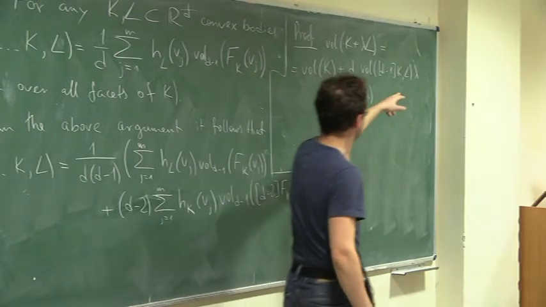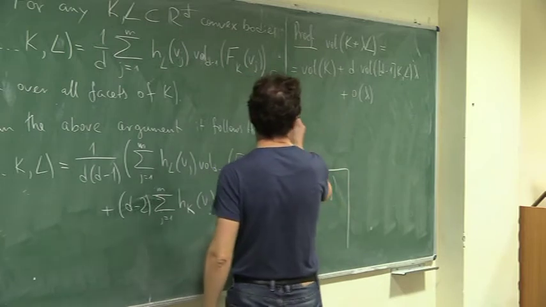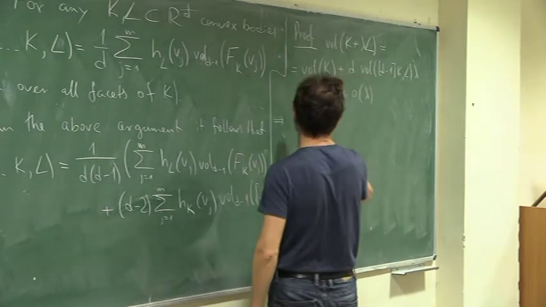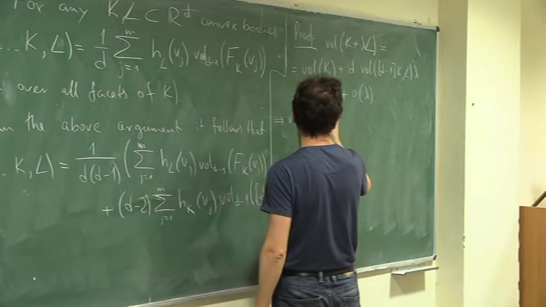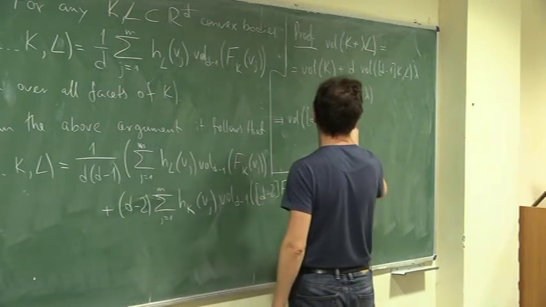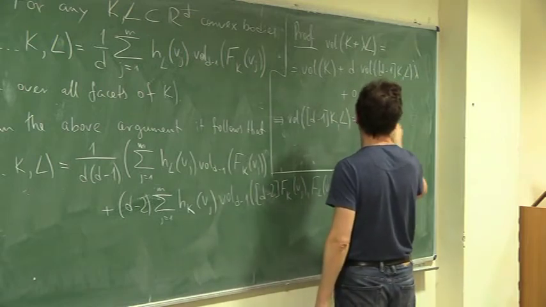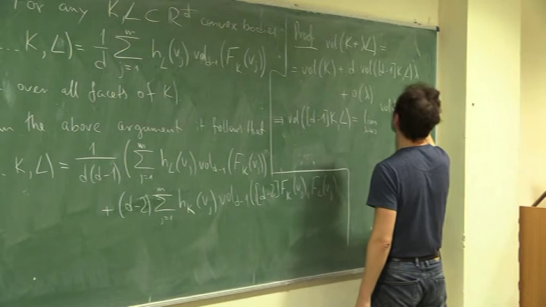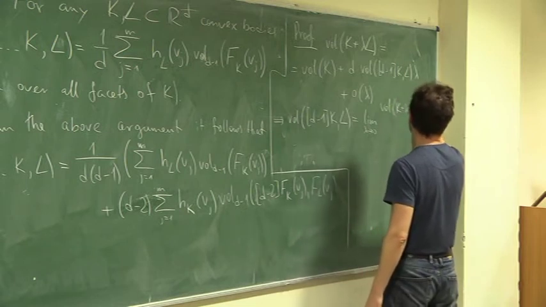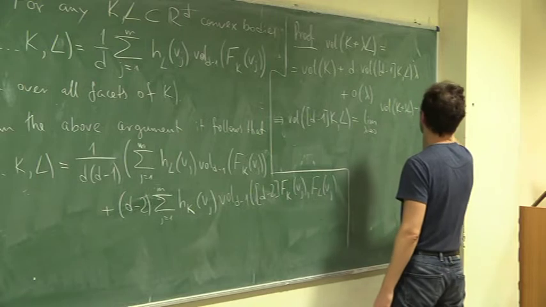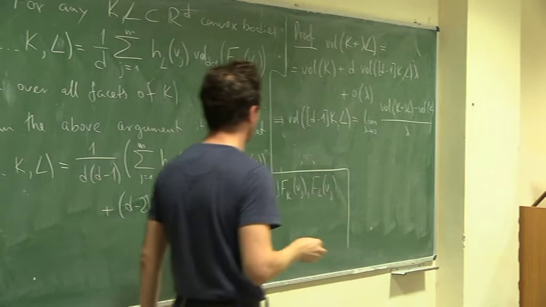And here we have coefficient lambda, and later we have lambda squared, lambda cubed, and so on. So this implies that the mixed volume of D minus 1 copies of K and 1 copy of L is the limit, as lambda goes to 0, of the volume of K plus lambda L minus the volume of K, divided by lambda. And now this is what one should look at.